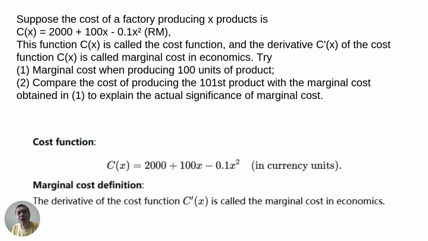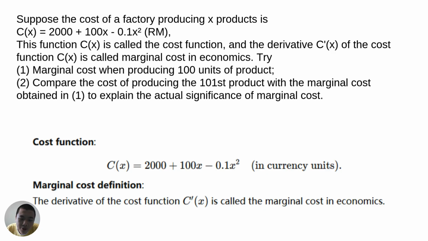Then see the example. Suppose that the cost of a factory producing x products is C(x) = 2000 + 100x - 0.1x² ringgit. The function C(x) is called the cost function, and the derivative C'(x) of the cost function is called marginal cost in economics.